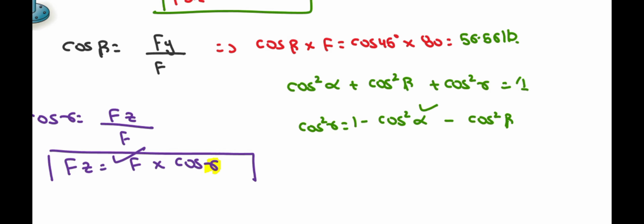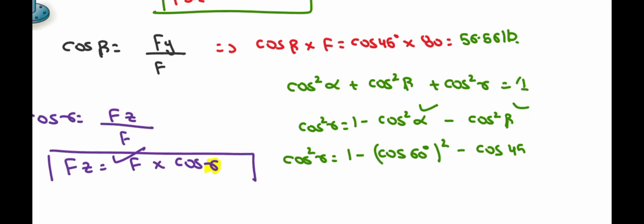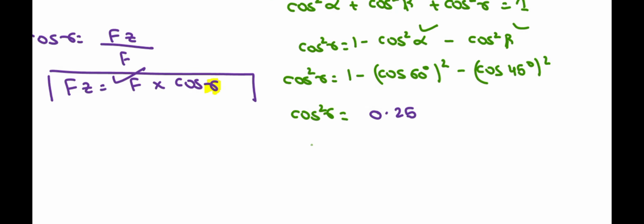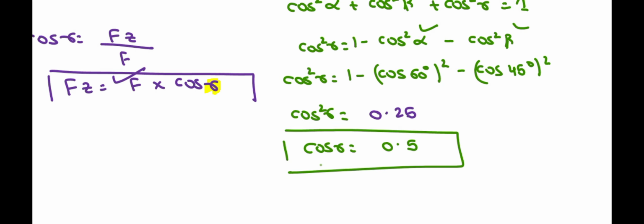We know the values of alpha and beta according to the question, so we can easily find gamma here. Cos square gamma equals 1 minus cos square of 60 degrees minus cos square of 45 degrees. So cos square gamma is 0.25. Taking the square root of this expression, cos gamma equals 0.5.